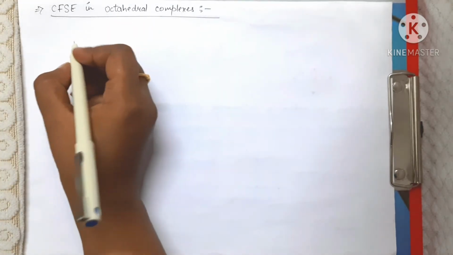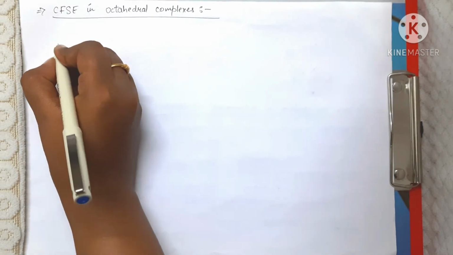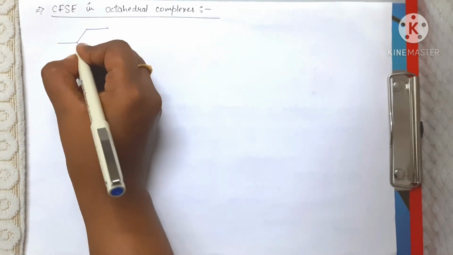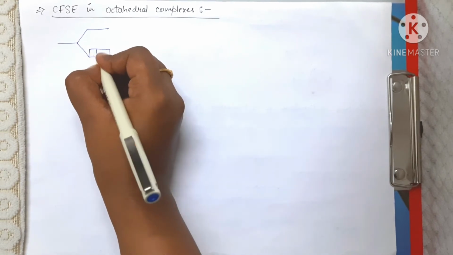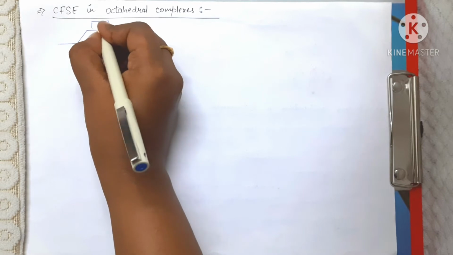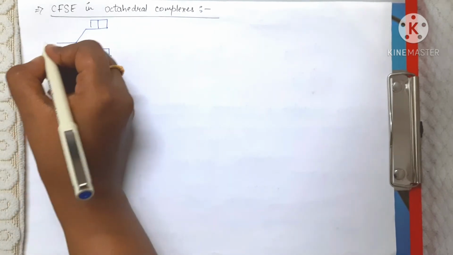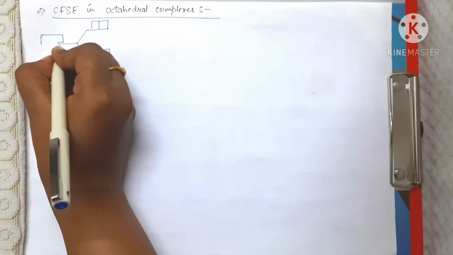We have already studied the splitting in the case of octahedral complexes, and by now we know that the 5 d orbitals split like this in the case of octahedral complexes. Suppose these are the 5 d orbitals.